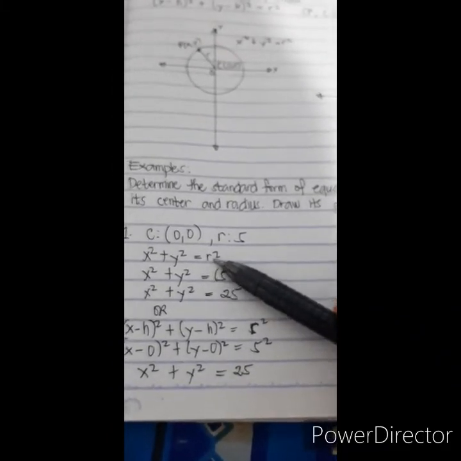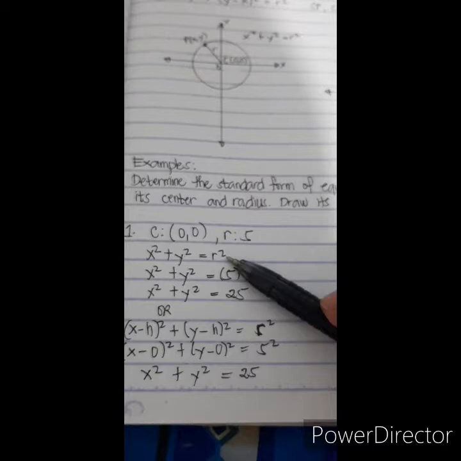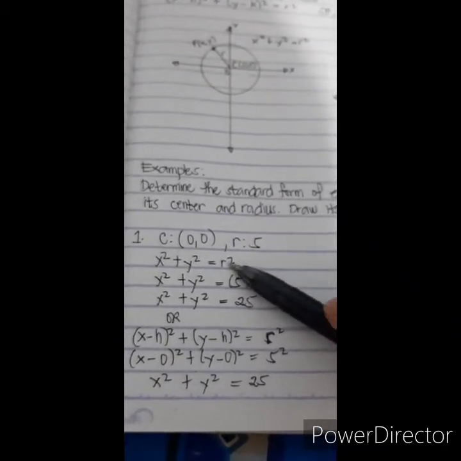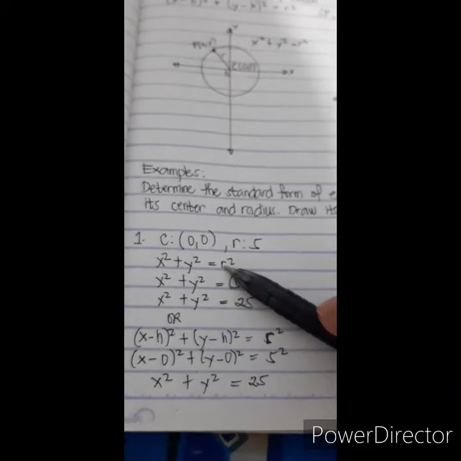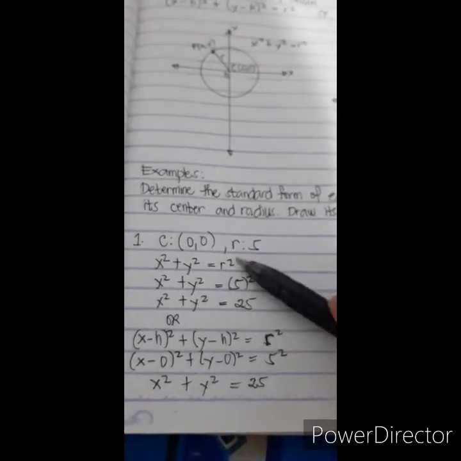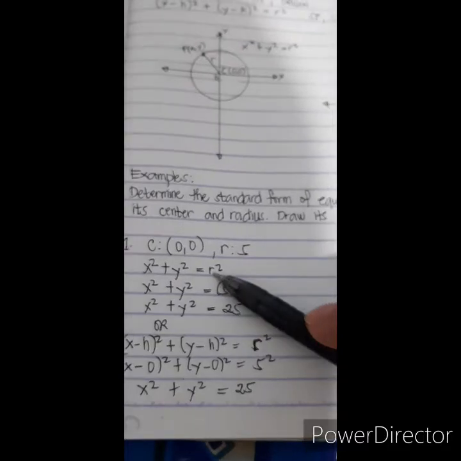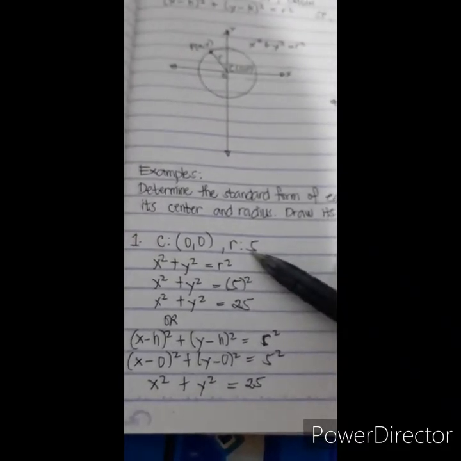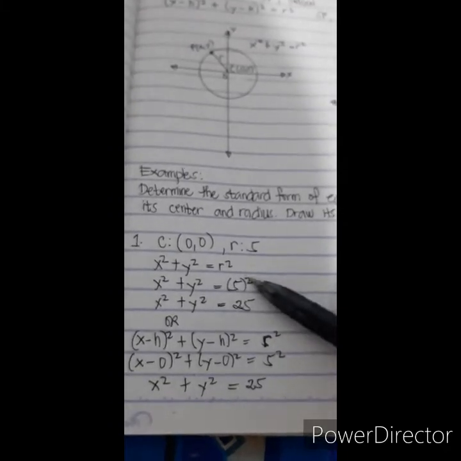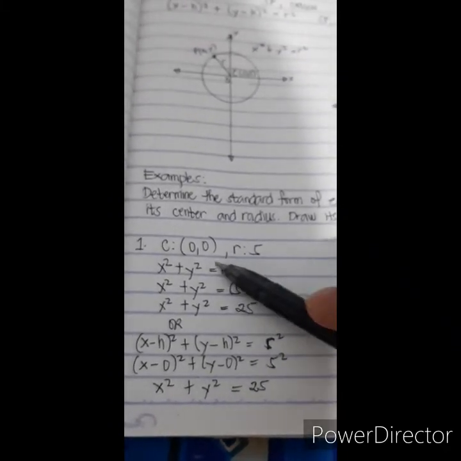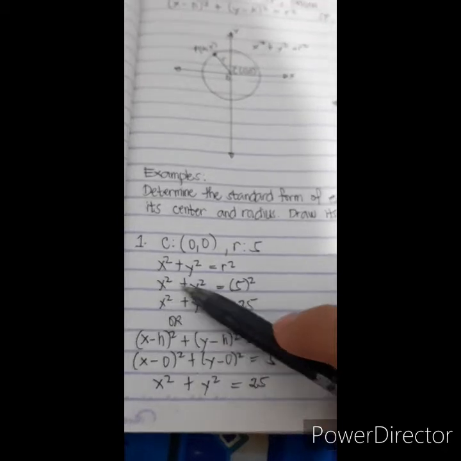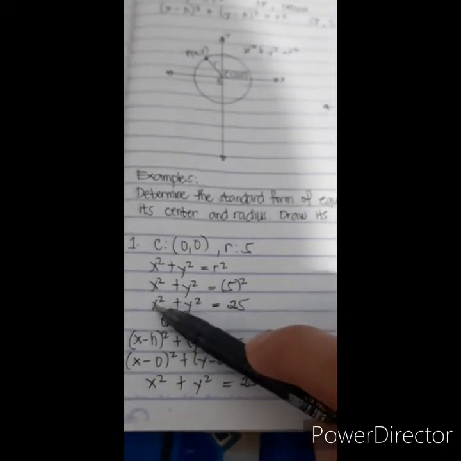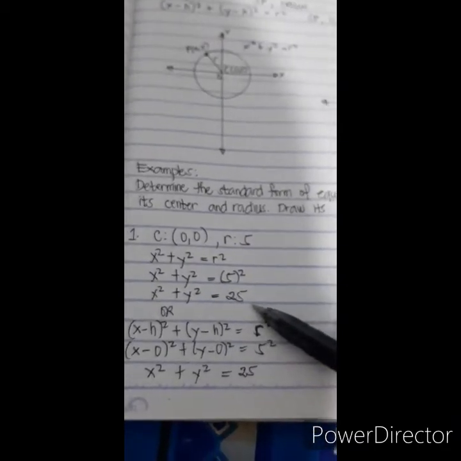Don't forget, class, that 2 is the exponent of the radius. It doesn't mean that r squared is equal to 5. It means that the radius, the value of radius that is equal to 5, should be squared to find the value of r squared here. So we have x squared plus y squared is equal to 5 raised to 2. So x squared plus y squared is equal to 25.